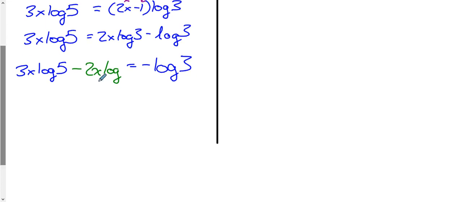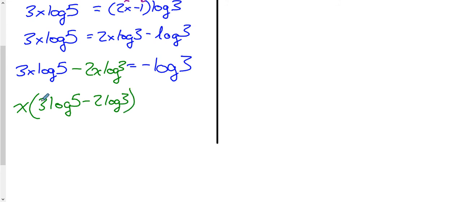From here, again, ultimately our goal is to find x. So what can I do? If I have x in both of these terms, I can factor out an x. So if I factor out an x from these two terms, I'm left with 3 log 5 minus 2 log 3. Oh, and I was missing a 3 here. So I factored out an x to get x by itself there. All of this is still equal to that negative log of 3 there.